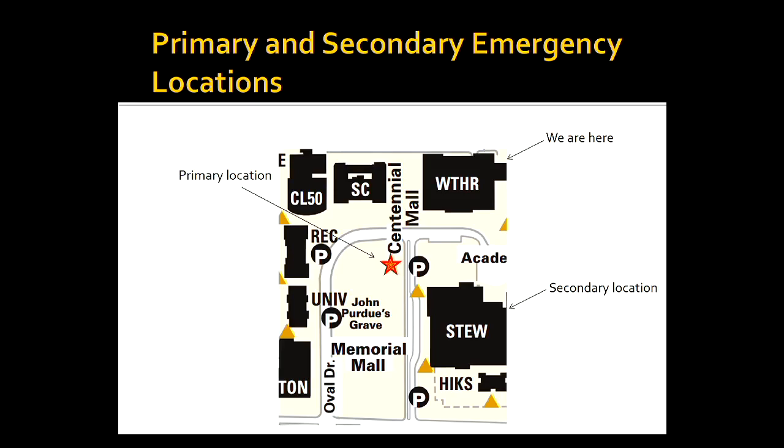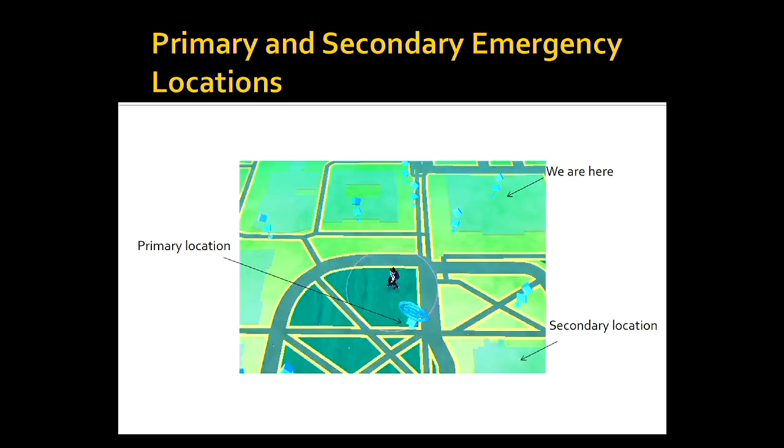And if that map is not to your liking, perhaps this one is. We are here. Primary location is very conveniently a Pokestop. Secondary location is in the picture in the lower right-hand corner. Okay? All right. So that's a very, very quick overview of the course. Please read through all the documents on the course webpage. Email me if you have any questions.